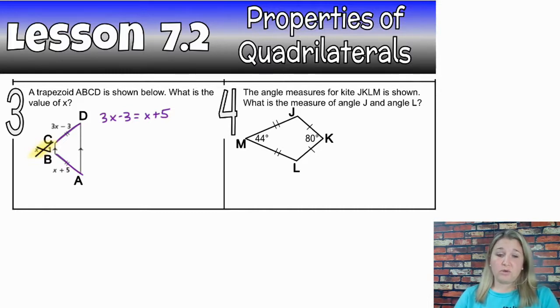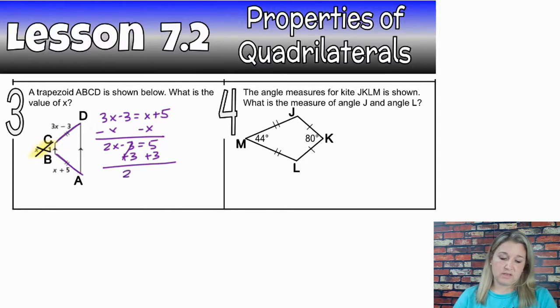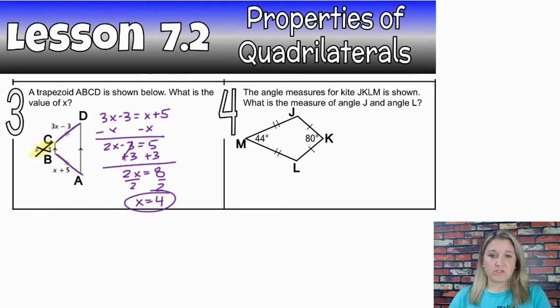All right, so now going through and solving for x, I'll subtract x from each side. So 2x minus 3 is equal to 5. And then I'll add 3 to both sides. And so we have 2x is equal to 8. And then lastly, divide by 2, and x is equal to 4. So not asking for a measurement, just asking for the value of x, stopping there.